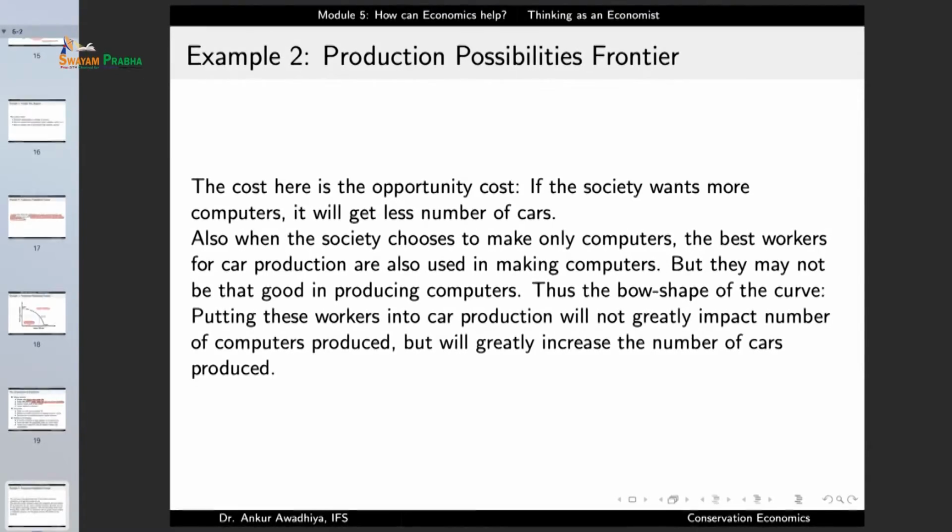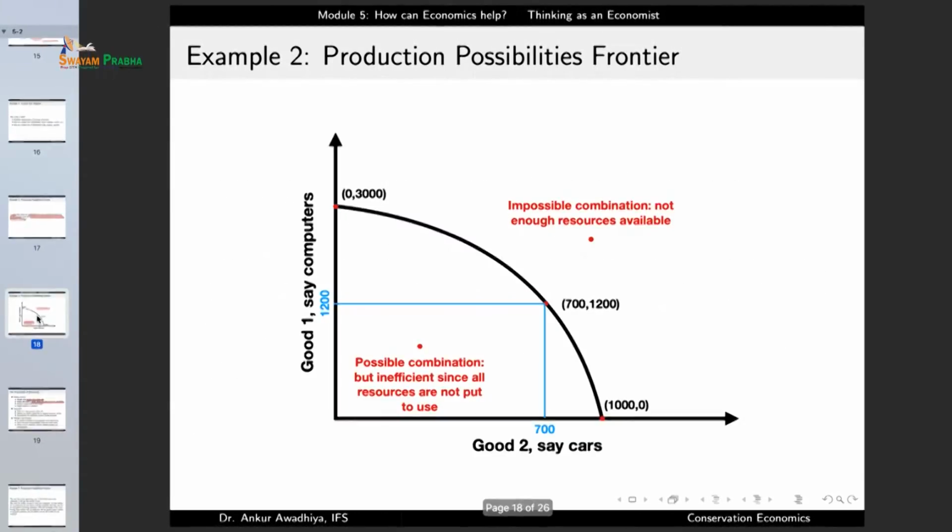And when the society chooses to make only computers, the best workers for car production are also used in making computers. But they may not be that good in producing computers because they are not trained in producing computers, which produces the bow-shaped curve. Putting these workers into car production will not only greatly impact the number of computers produced, but will also greatly increase the number of cars produced. What we are saying here is that specialization is also being depicted on this curve because of this shape.